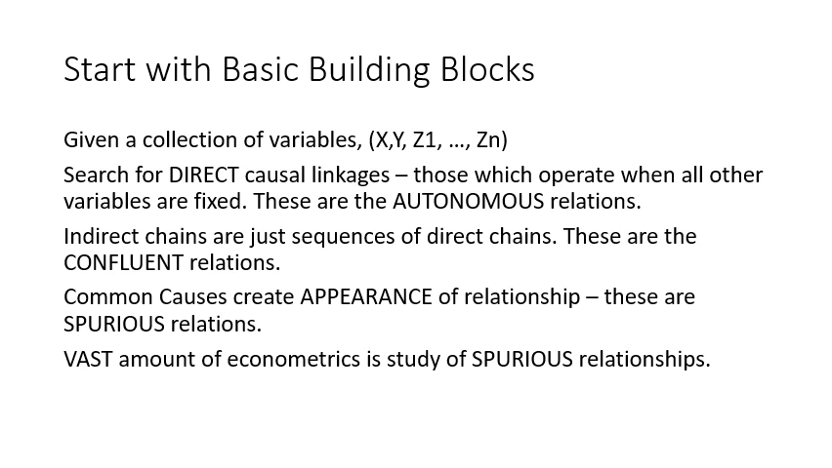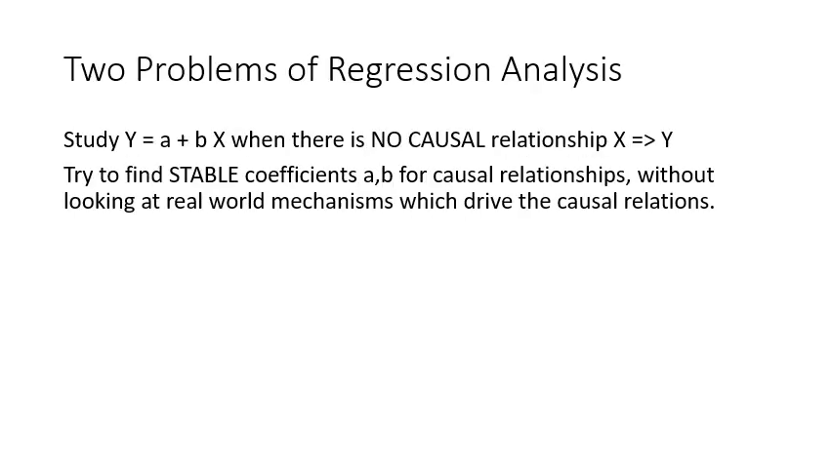Finally, the most important category, which is the appearance of a relationship that happens due to a common cause. X and Y are both caused by the same variable Z, so they appear to be related, but they are not. There is no causal relationship. Vast amounts of econometrics studies these spurious relationships.